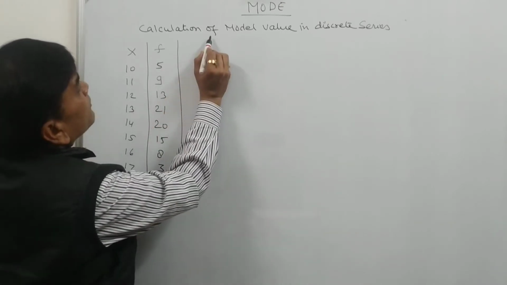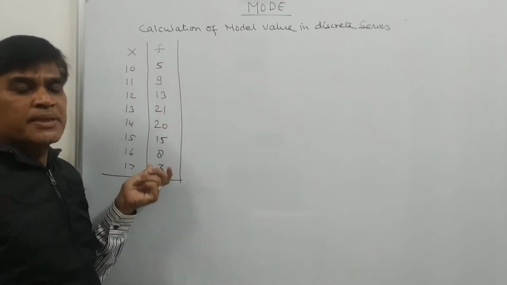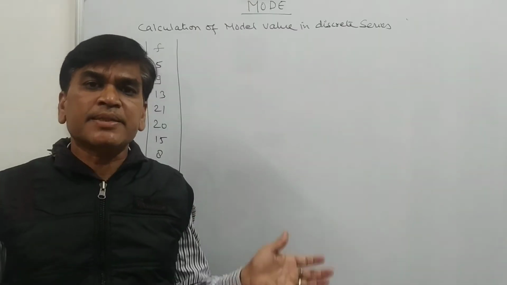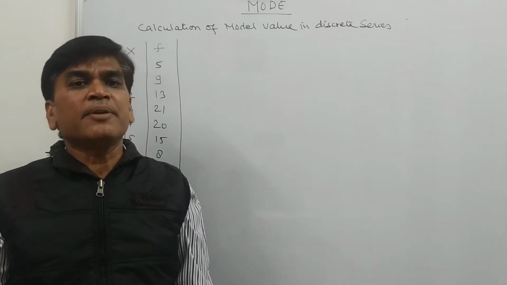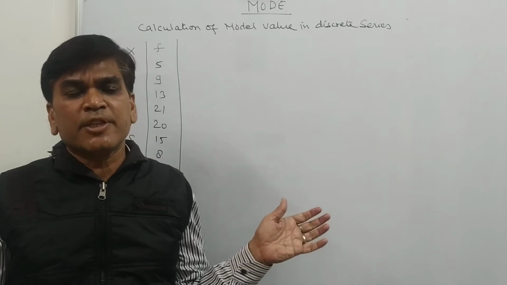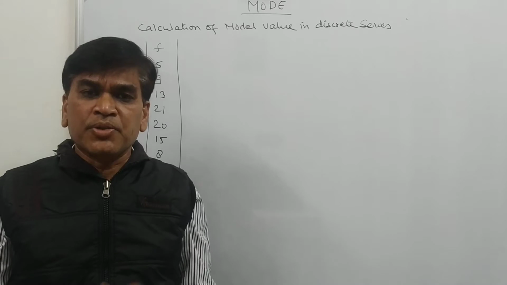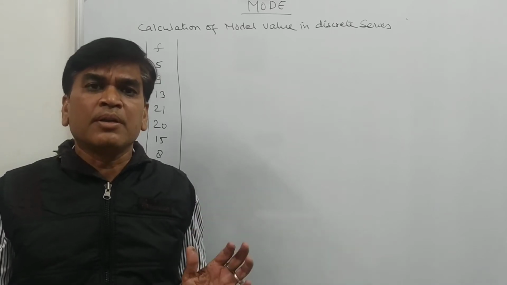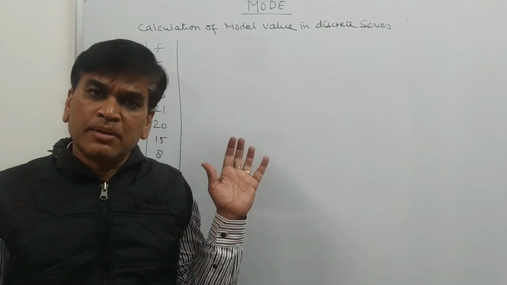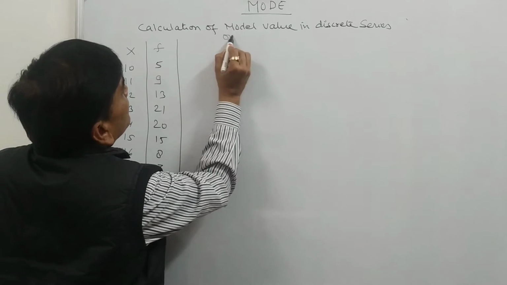So by observation, we get that the modal value is 21 because it's the highest frequency. But we have already discussed that we do not want to use the observation method. Sometimes the observation method may be wrong. So whenever you get a question on mode in the paper, you should calculate the mode with the grouping method. So we will use grouping.